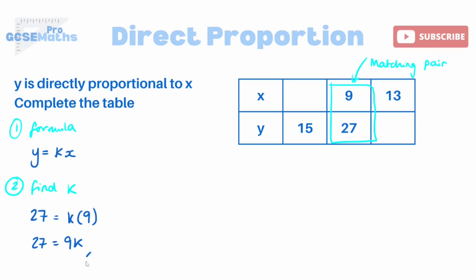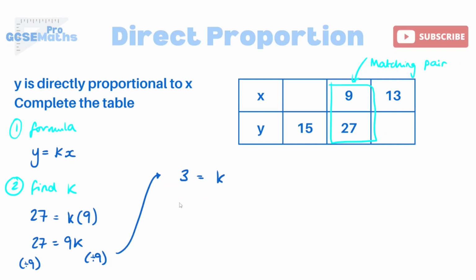I would have to divide by 9, wouldn't I? And because it's an equation, we have to do it on both sides. So I'm just going to bring it over here. Obviously, on the right, 9k divided by 9 is just k, and 27 divided by 9 is 3. Perfect. So now we know that k is 3.